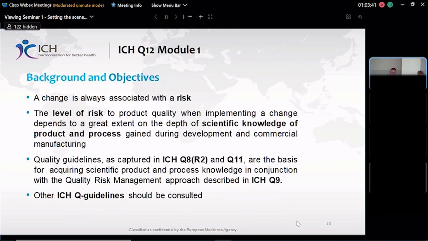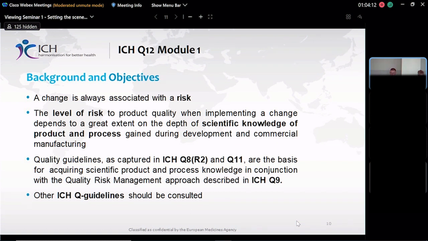So if you make a change to a manufacturing process, to a testing, to a formulation, any change is always associated with a risk. And the level of risk to product quality when implementing a change depends to a great extent on the depth of the scientific knowledge of the medicinal product and the manufacturing process. And that knowledge is gained during development and commercial manufacturing.